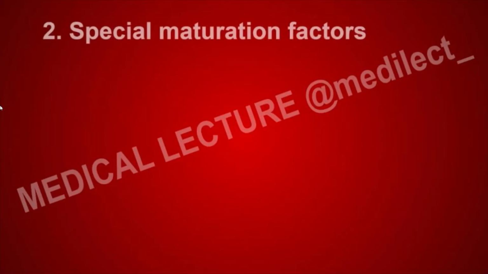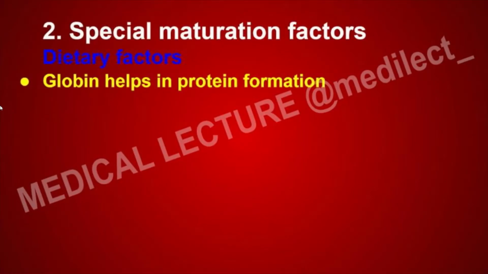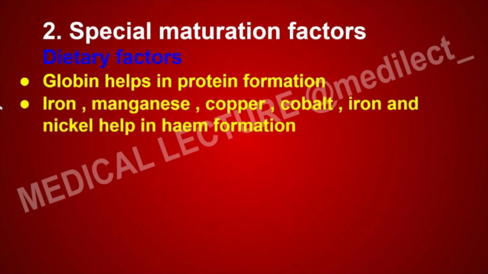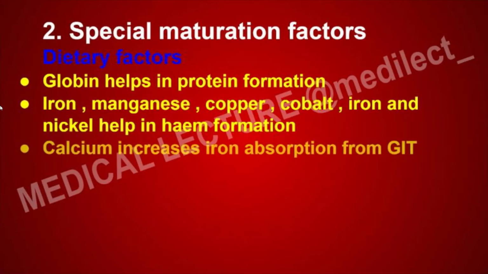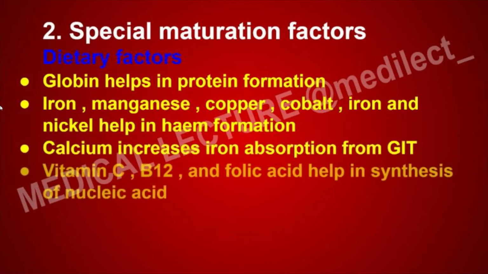Now next, special maturation factors. Firstly, it includes the dietary factors. Globin helps in protein formation. Iron, manganese, copper, cobalt, nickel help in the heme formation. Calcium increases the iron absorption from the GIT. And vitamin C, vitamin B12 and vitamin B9 help in the synthesis of nucleic acid.